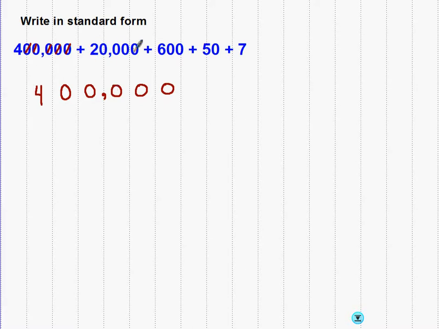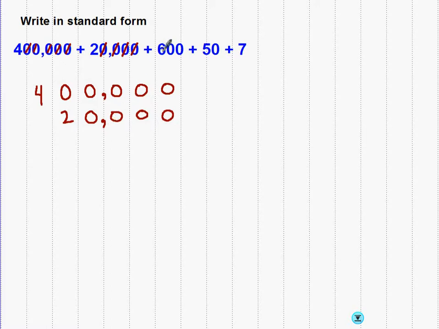Now I'm going to bring down my 20,000. Now it's important, because I'm going to add these up, that I keep them lined up along the right side. And to do this, I'm going to count my zeros first. I've got 1, 2, 3, 4 zeros. So starting over here on the right, I'm going to add 4 zeros. 1, 2, 3, 4, and then I'll go ahead and bring down that 2. And by doing it that way, it ensures that I keep the right side lined up. So I keep the ones place lined up, and I keep my tens places all lined up, and my hundreds places all lined up, and so forth.